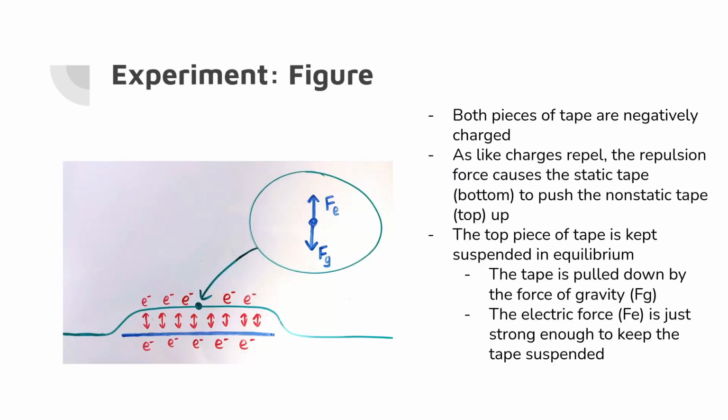Here is a figure describing the premise of this experiment. We have two pieces of tape which are negatively charged, and as like charges repel, the repulsion force causes the static tape, which is the tape on the bottom, to push the non-static tape up. The top piece of tape is kept suspended in equilibrium by the electric force, which pushes it upwards, and the force of gravity, which pulls it downwards.